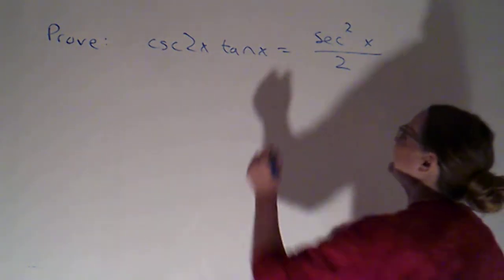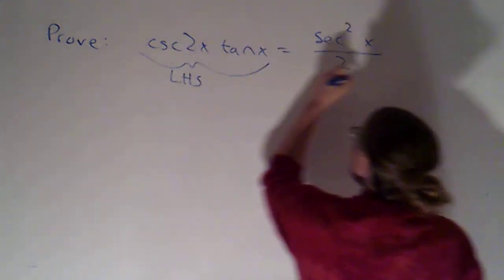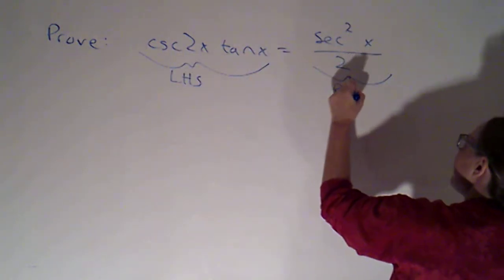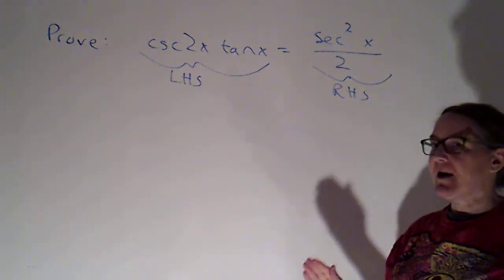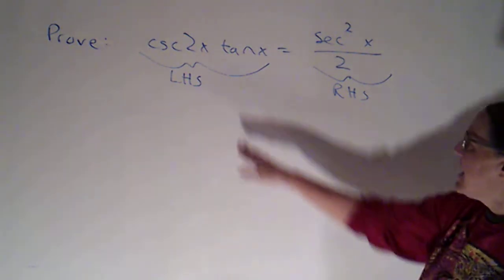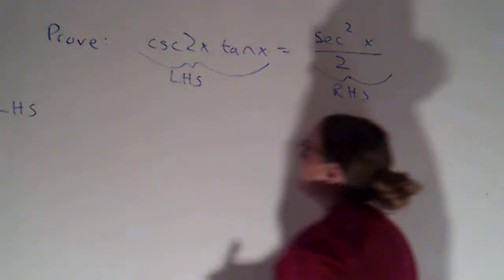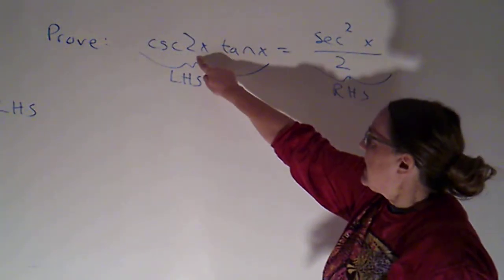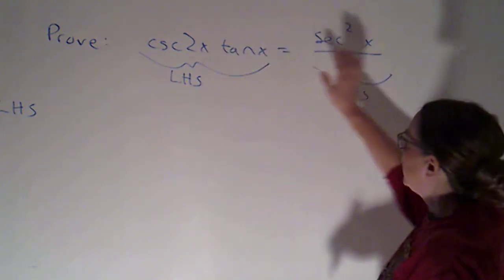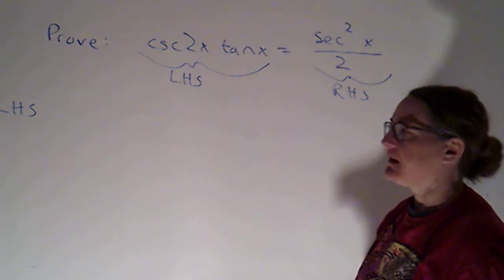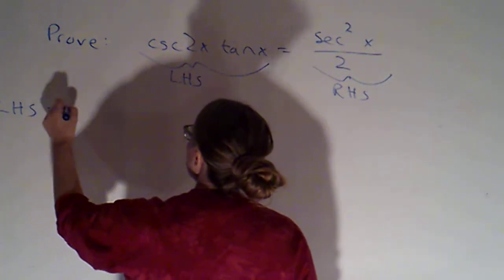Welcome back. So I'm going to say this is my left-hand side, and this is my right-hand side, and I'm going to remember that when I'm proving identities, one side at a time. Okay. I'm going to start with the left-hand side. Now on the left-hand side, I've got 2x as the angle here and x as the angle here. Notice on the right-hand side, x is the angle. So I definitely want to get this down to just x being the angle.